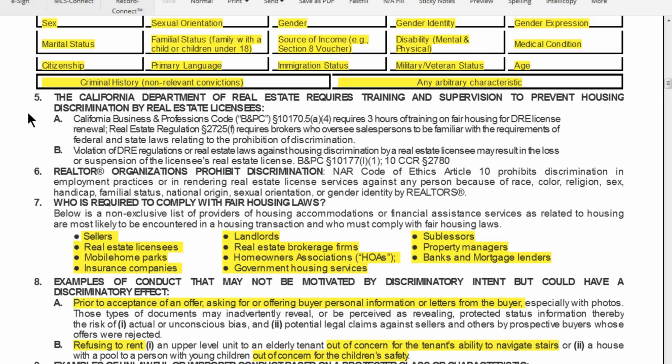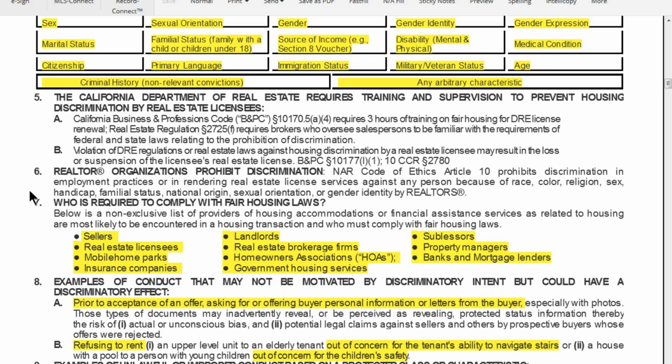Section 5 notes that the California Department of Real Estate requires training and supervision to prevent housing discrimination by real estate licensees. And part of the testing that we go through includes this 3 hours of training for fair housing for all Department of Real Estate licensees. And when you need to renew your license, you also have to take that training again. That's every 4 years.